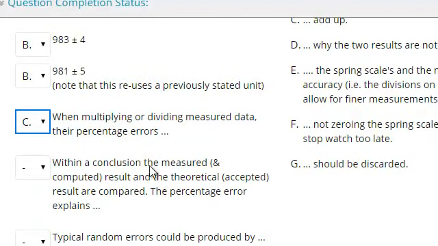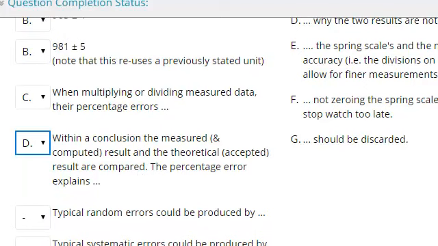Within a conclusion, the measured result and the theoretical accepted result are compared. The percentage error explains why the two results are not exactly the same. Again, I'm just giving these away here, but you can also watch the video.